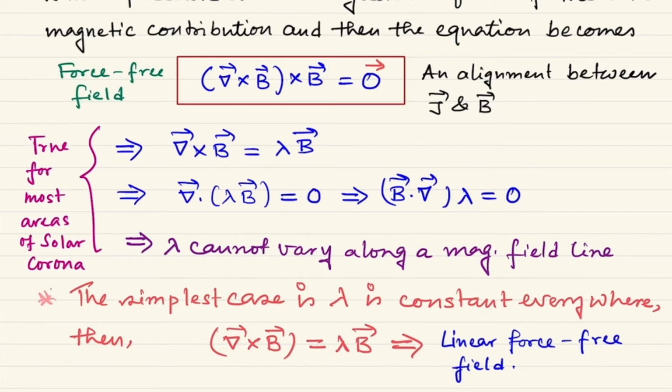Why are these important? Because this type of alignment is very much true for most areas in the solar corona. In some areas we have seen in the solar corona we have pressure balance, but in most areas we have this force free field, and this is a domain of active research. So very recent papers are on that, so you can have a look. You just have to search by typing force free magnetic field regions in solar coronal plasma or in solar corona.